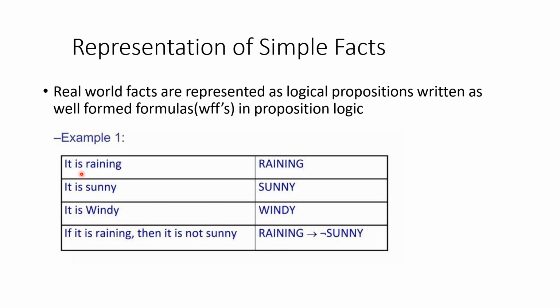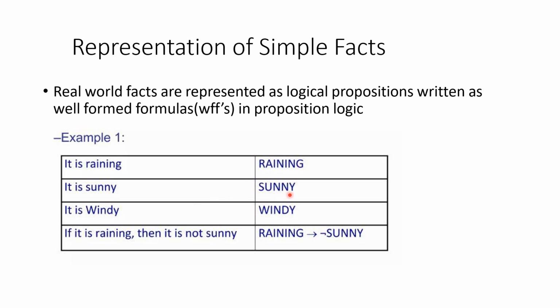So here we will see an example. You can see that here we have "it is raining". That is an English sentence. Then the corresponding WFF, or well-formed formula, is called raining. So "it is raining" means raining. Instead of writing the full sentence, we use a simple symbol called raining. This symbol can be either true or false.